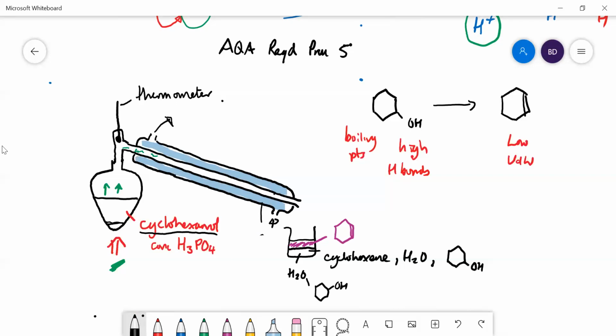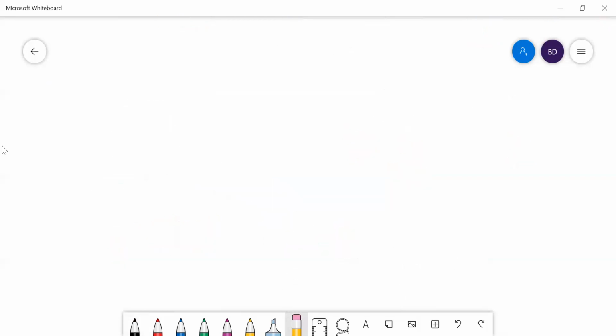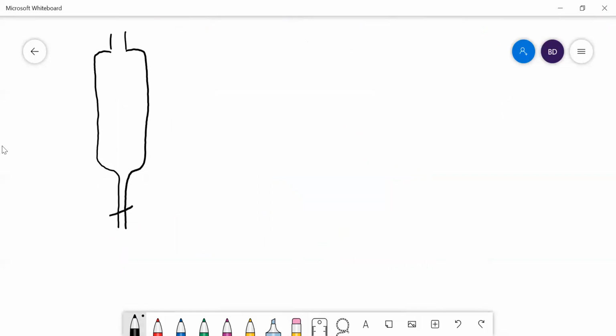Right, you're going to use something called a separating funnel. So I'll draw one of those. A separating funnel looks like a sort of fat burette, and it's got a tap on it, okay?